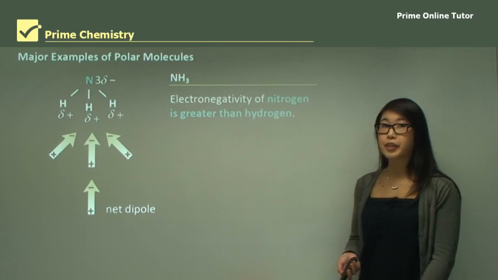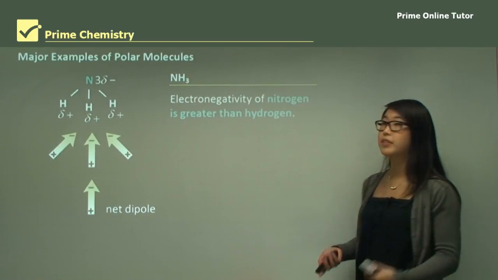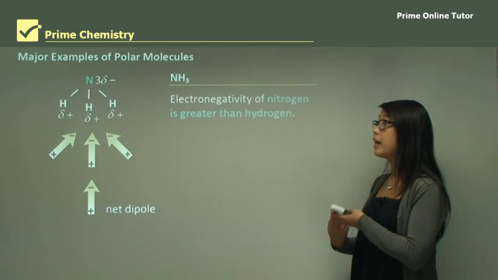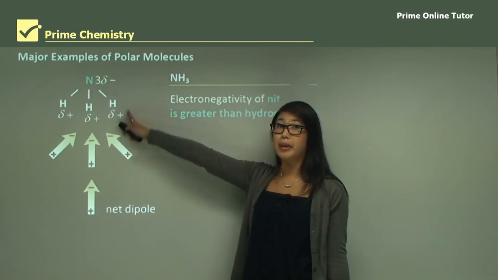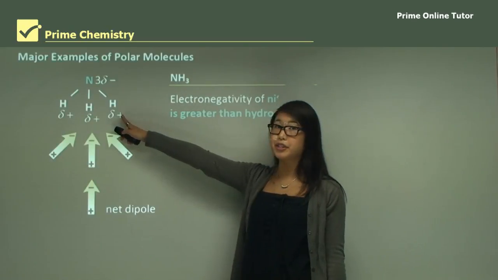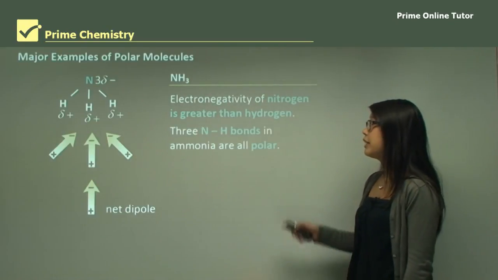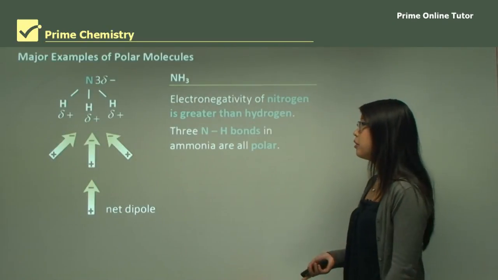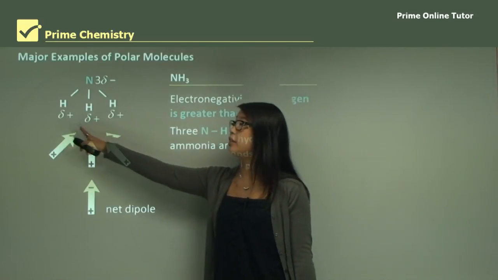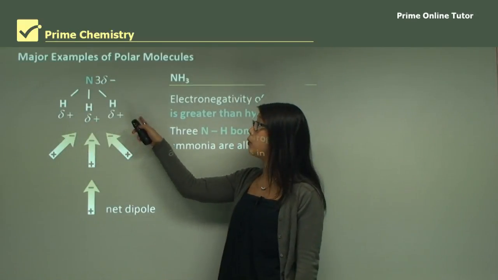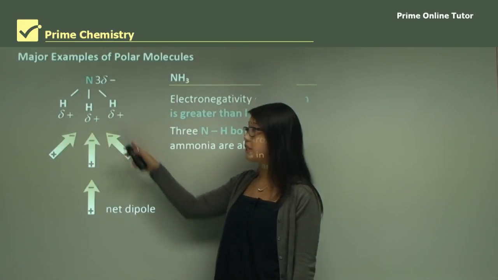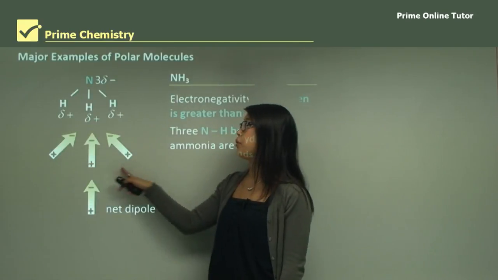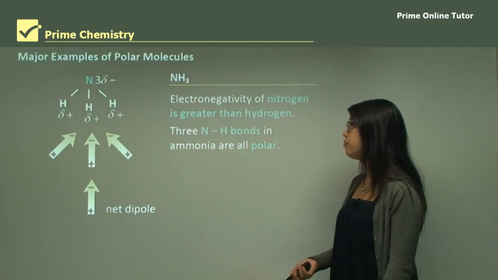So NH3 is also a polar molecule. We have to first look at whether there are any electronegative atoms. Yes, nitrogen is more electronegative compared to hydrogen. So each of the bonds is going to be a polar bond. We have 3 bonds here, and each bond is going to be polar, with the negative side at the nitrogen and the hydrogen being positive. So each of these 3 arrows is pointing in those directions.